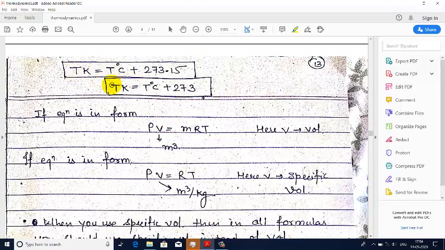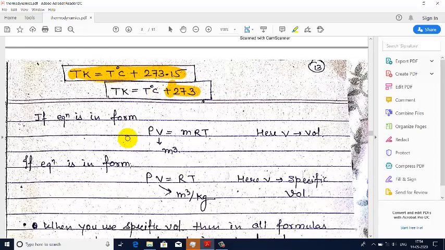And if temperature is given in degrees Celsius and you need to convert it into Kelvin, then this is the relation: T Kelvin is equal to T degrees Celsius plus 273.15. You can also take this as 273 only. You can neglect the terms after decimal.